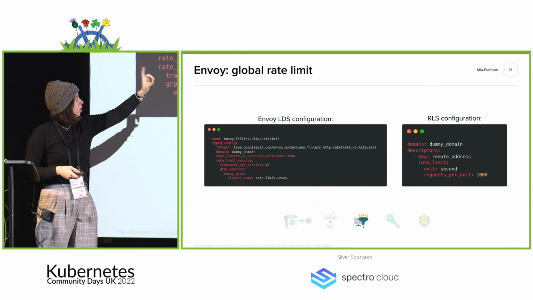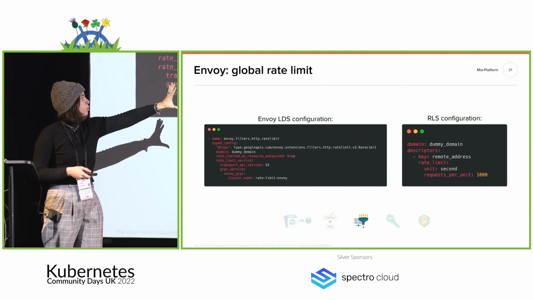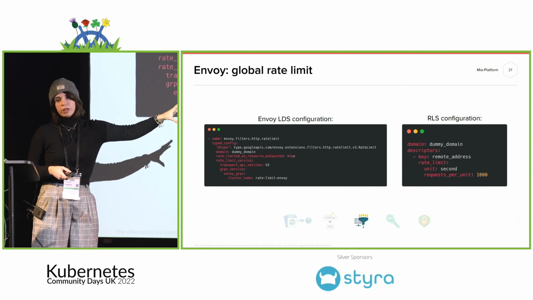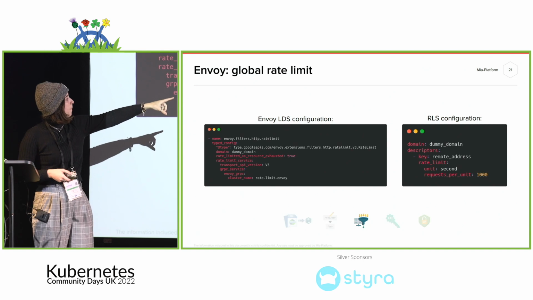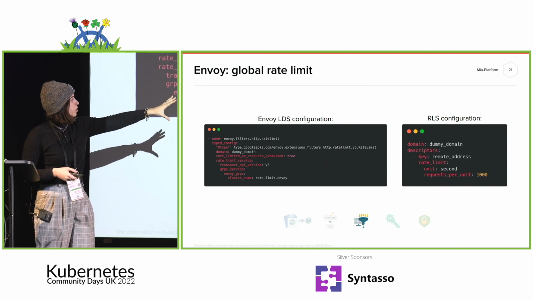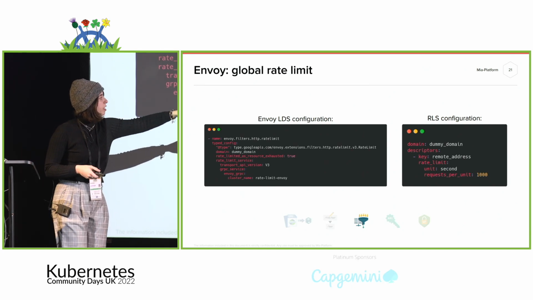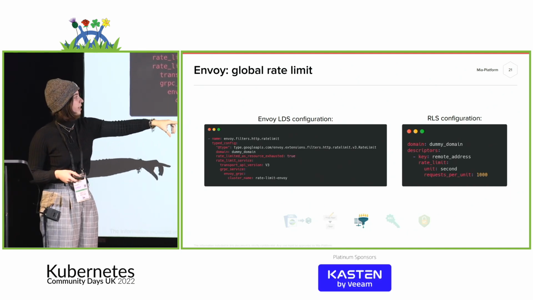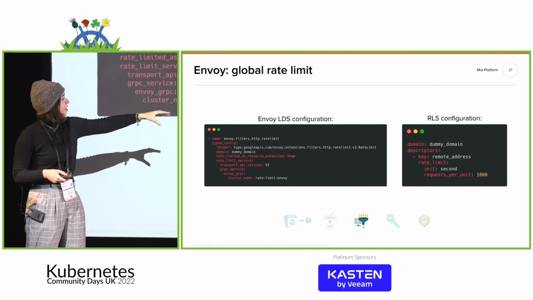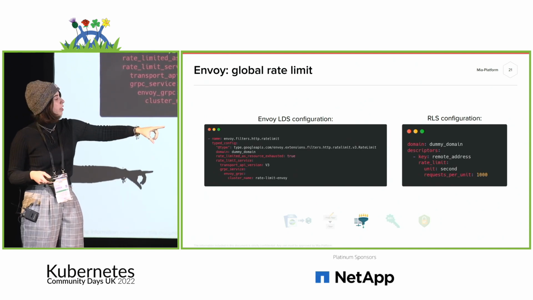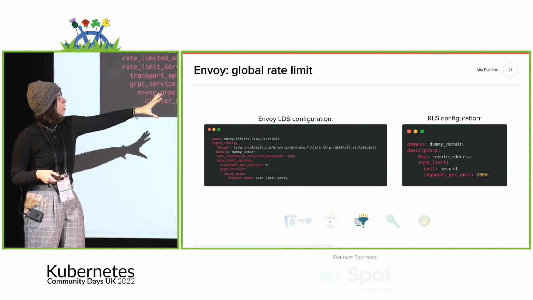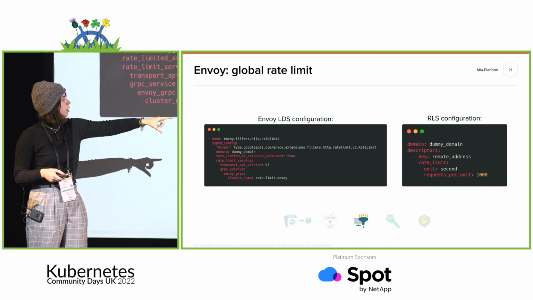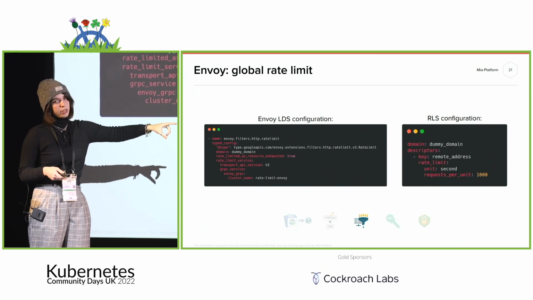And in the rate limit service configuration, this one specifically is the configuration of the Envoy rate limit service. We can define some descriptors. In this case, we are applying rate limit on the remote address, so on the IP address of the client, and we are defining that that specific client, so that specific IP, can perform at maximum 1,000 requests per second.